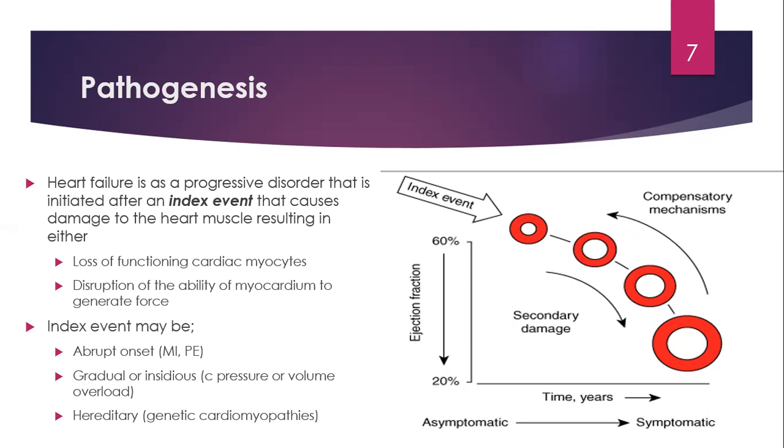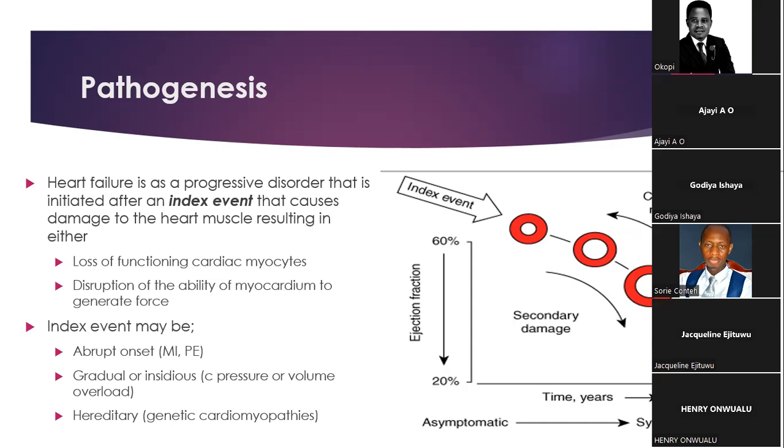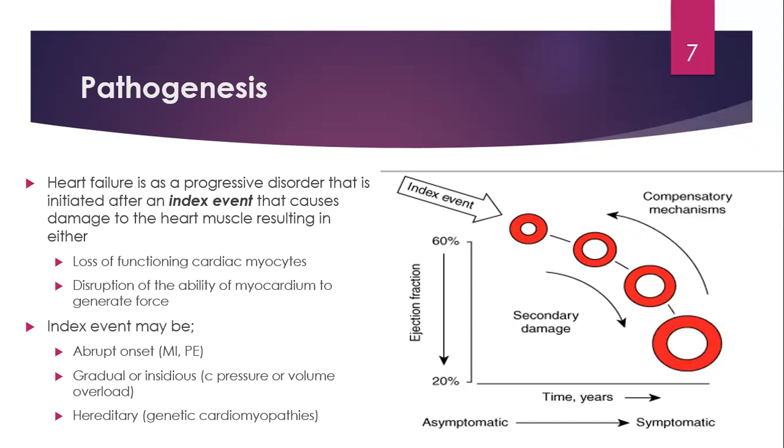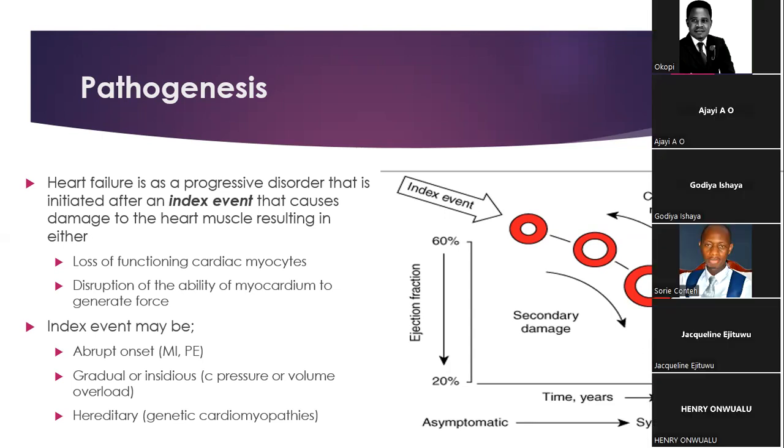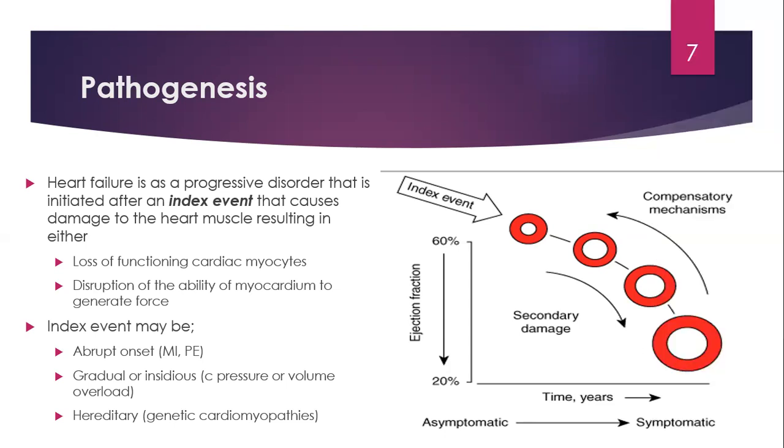The index events that initiate heart failure can be abrupt in onset, like a PE or an MI. And sometimes they can be very gradual and insidious, like pressure and volume overload causes such as arterial hypertension or a valvular heart problem. Also, the index event may be genetic, like the cardiomyopathies, for example hypertrophic cardiomyopathy. So patients may harbor the gene, and that change has been there, and then over time progress to become symptomatic heart failure.